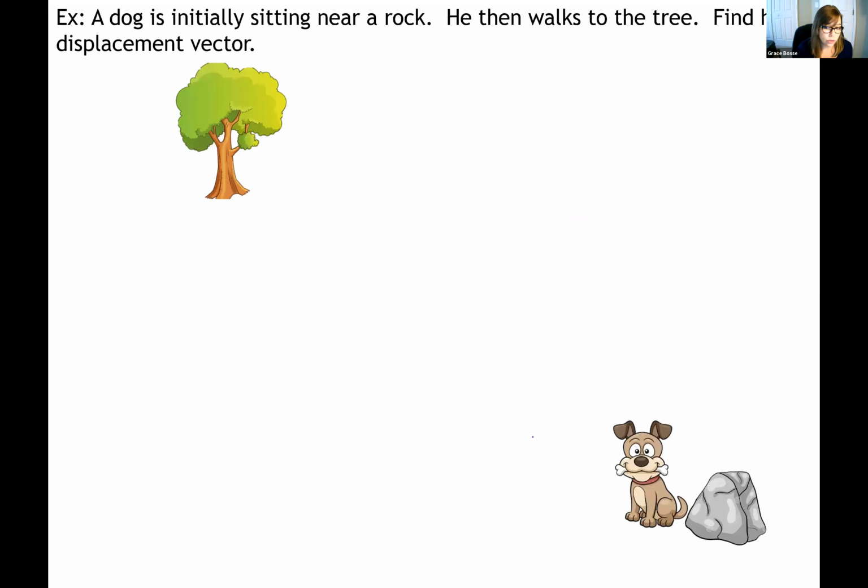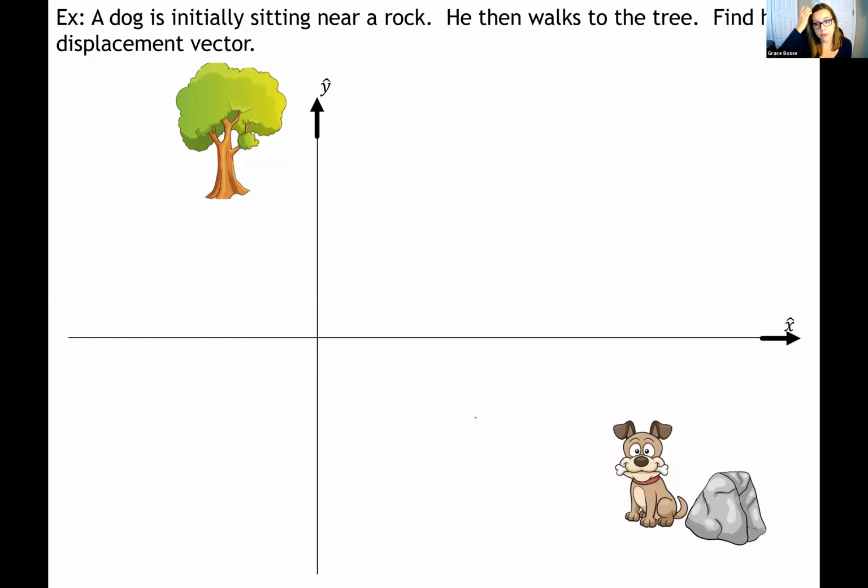So let's do a little example here. Here's my dog in my tree again. This time I'm going to draw my origin of my coordinate system over here. So I'm just saying this is my origin right here. So let's follow those steps. I'm going to draw both of my R final and my R initial. So the dog near the rock is the initial position, and the tree is the final position.